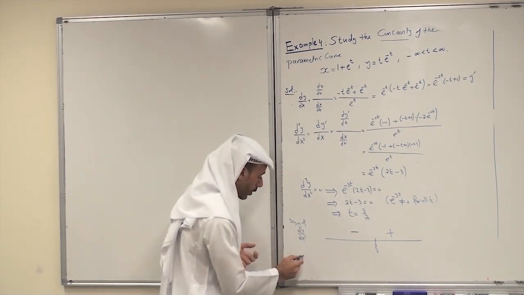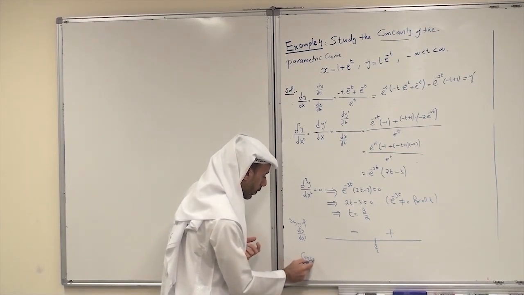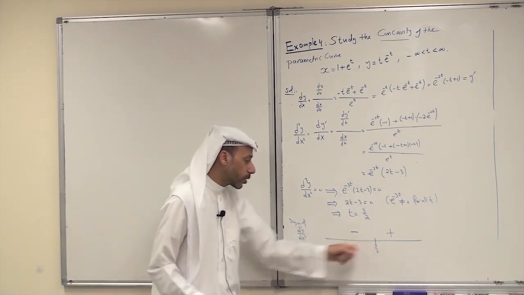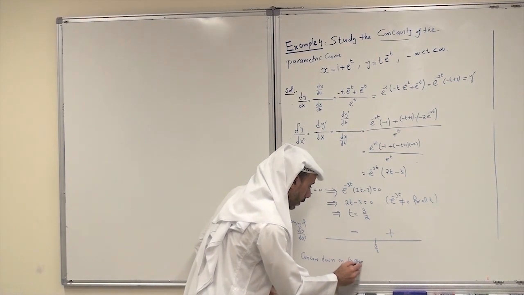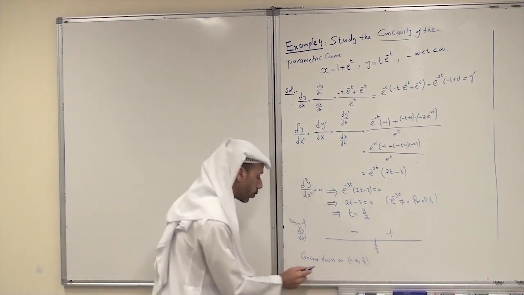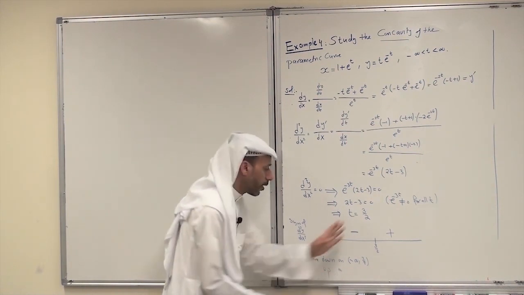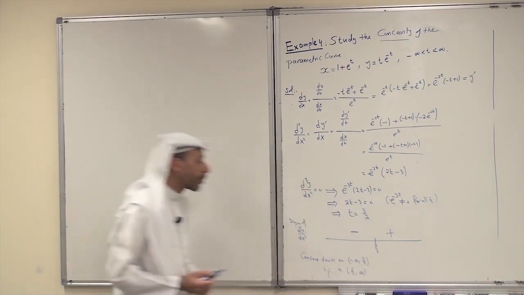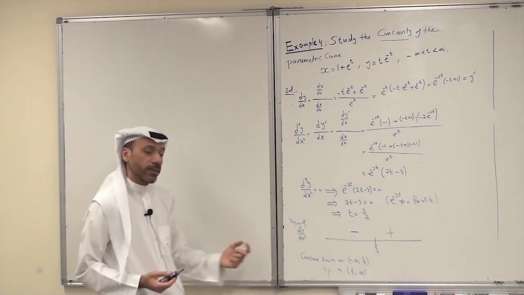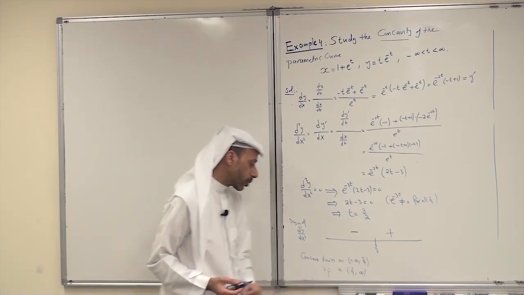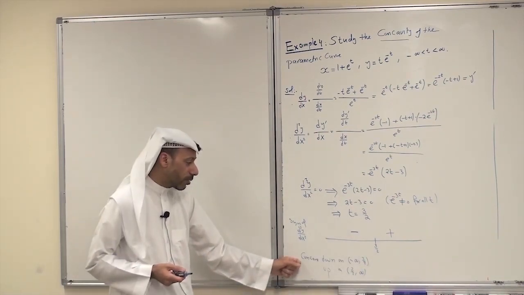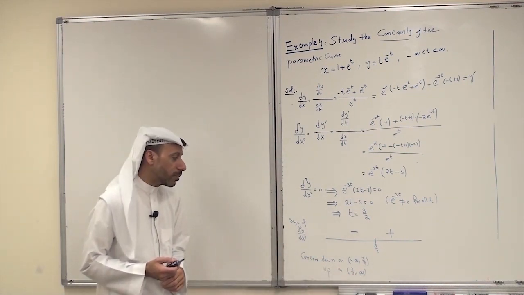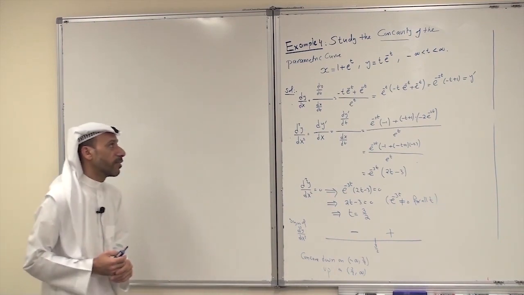This means the curve is concave down on the interval minus infinity to 3 over 2, and concave up on the remaining interval, 3 over 2 to infinity. So when t is between minus infinity and 3 over 2, the curve is concave down, and when t is between 3 over 2 and infinity, the curve is concave up. This is the concavity of the given curve.